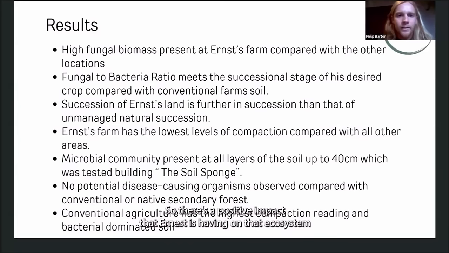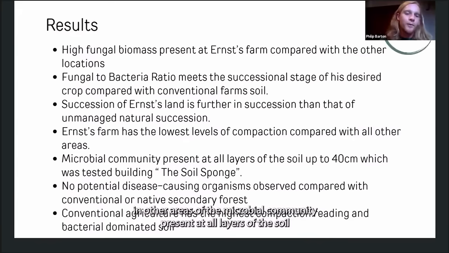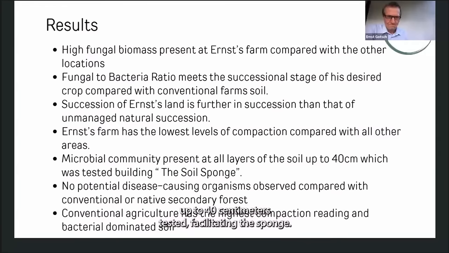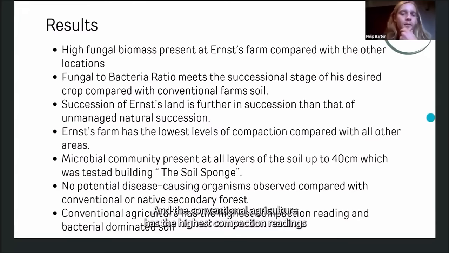His farm has the lowest levels of compaction compared to other areas. The microbial community is present at all layers of the soil, up to 40 centimeters tested, facilitating the soil sponge. No potential disease-causing organisms were observed compared to that of the conventional or the native forest. And the conventional agriculture has the highest compaction readings and the highest bacterial counts, as well as the potential disease-causing organisms. And we can also say that through Ernest's management, he is fostering ecological succession through his interaction as a positive input.